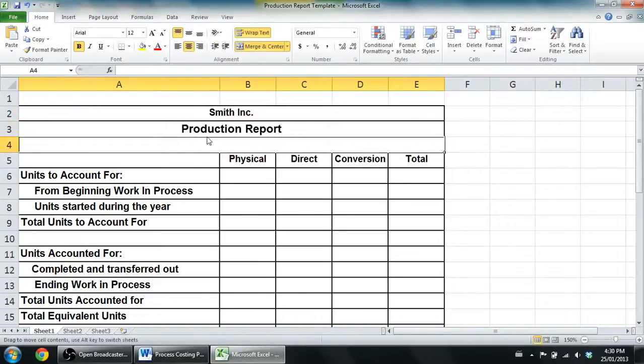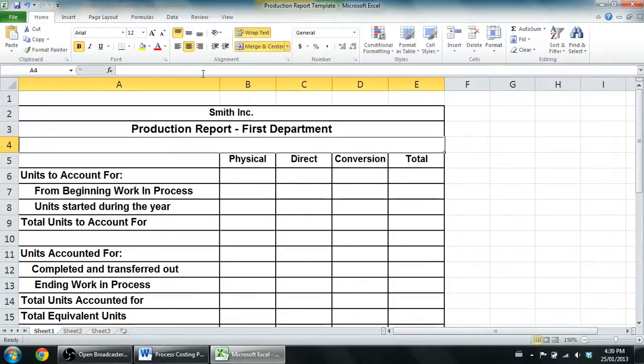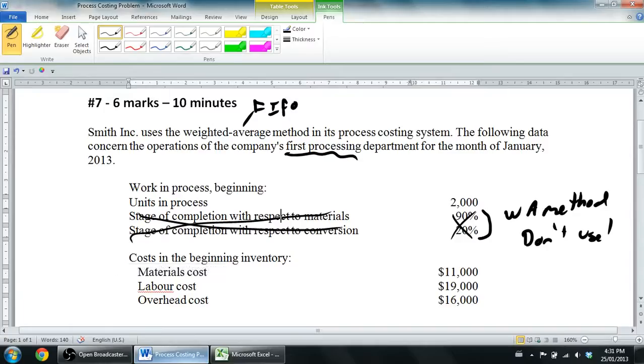Next is the name of the financial statement or the report. We're doing a production report. We might even say which department it is, so it's the first department, whatever that happens to be, the widgets department. If it's maybe a Coke company, maybe it's the department that mixes the sugar into the drink or whatever. And finally a date, and this is going to be for the year, or I guess for the month. For the month ended January 31st, 2013.